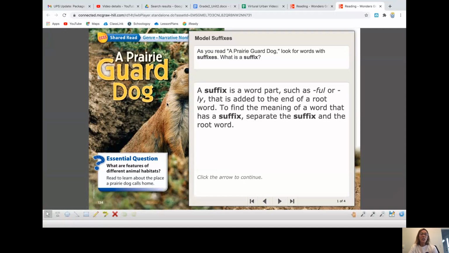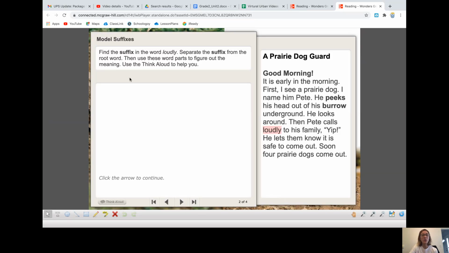All right, so we are going to use this text, a prairie guard dog, and we're going to look for suffixes, words with suffixes in this text. Okay, just like I said, a suffix is a word part, such as full or ly, that is added to the end of a root word. To find the meaning of a word that has a suffix, separate the suffix and the root word. All right, so let's get right on into it.